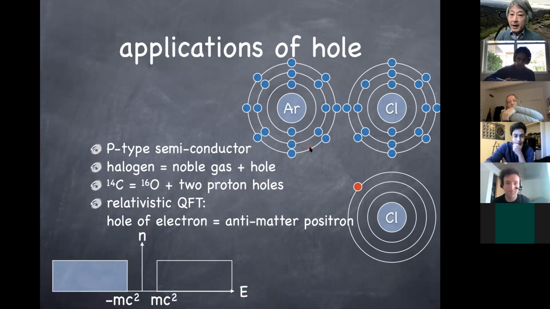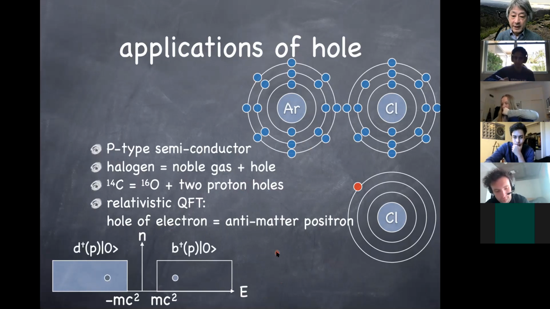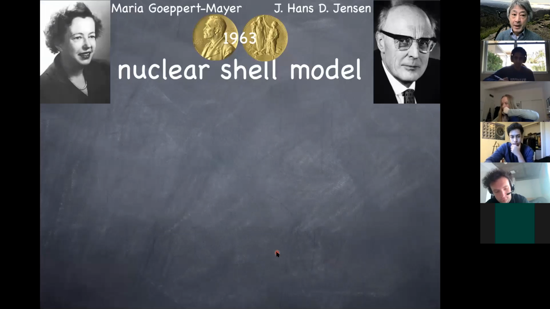Okay, so I talked about how useful the idea of a hole may be in the case of semiconductors, multi-electron atoms, and relativistic QFT. Now I'd like to go to nuclear physics, which is probably new to you. But even in nuclear physics, there is a concept of shell. There's something called the nuclear shell model. That doesn't work for every nucleus, it turns out. So it's actually a less rigorous, less useful theory compared to atomic shells.